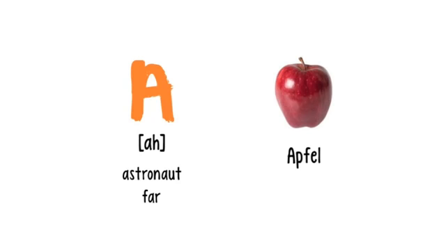A. Please repeat after me. The letter A is pronounced like the A in the word astronaut, and in the longer version it sounds like the A in the word far. Your first German word is Apfel, which means apple.